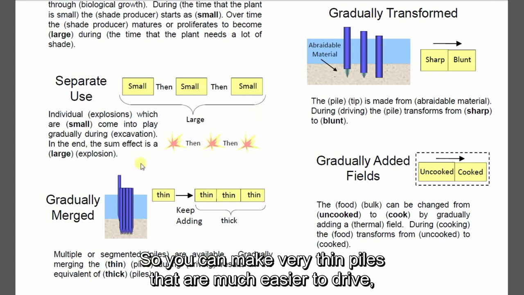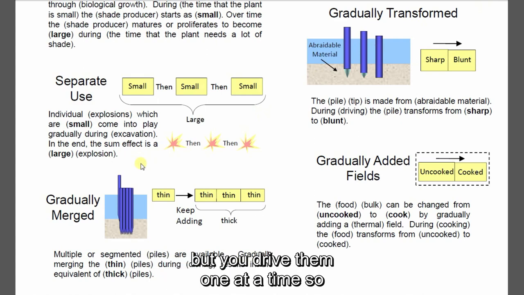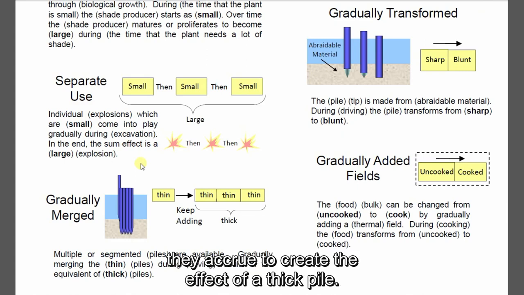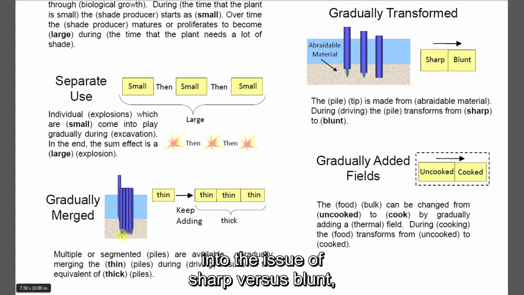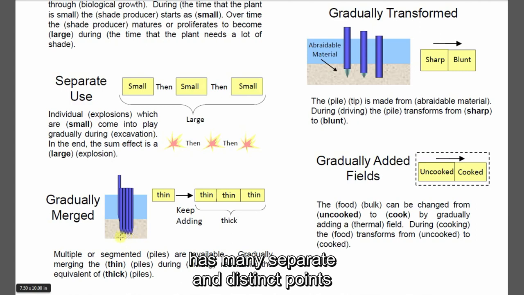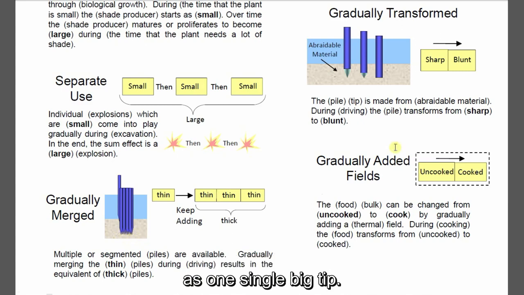So you can make very thin piles that are much easier to drive, but you drive them one at a time so that when they get into position, they accrue to create the effect of a thick pile. And so you'll see this also spills over into the issue of sharp versus blunt, because a series of sharp piles that has many separate and distinct points is not as detrimental to stability as one single big tip.